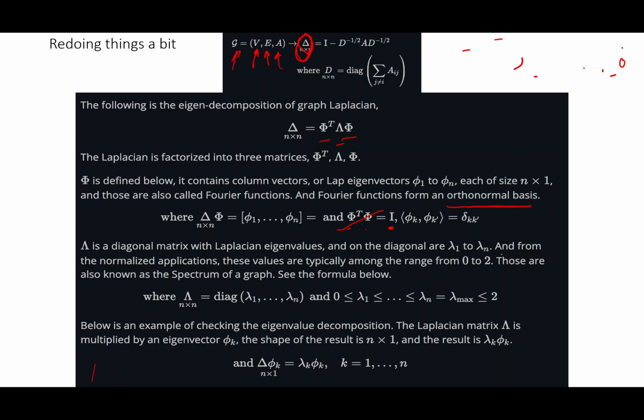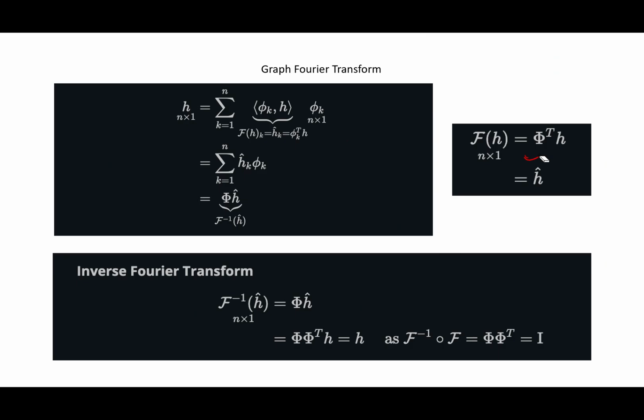Now the Fourier transform becomes so easy to understand because of this particular notation. There are many benefits of doing it in such a way. So the Fourier transform of h will be just this capital phi transpose h. Why? Good question. Well then, why?